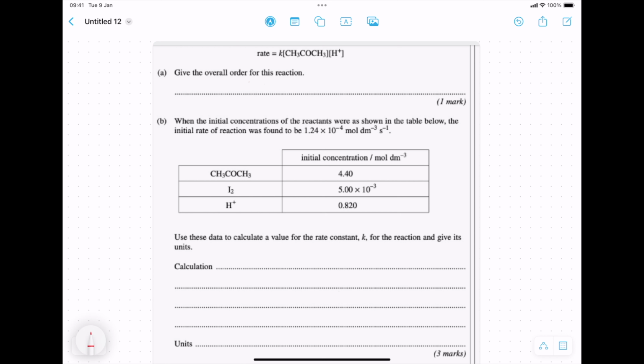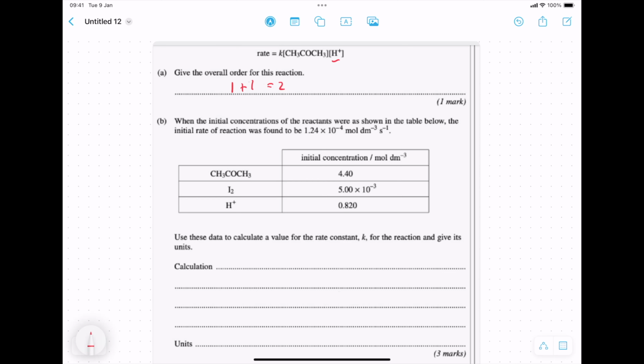In this first example, we're given the rate equation for the reaction of propanone with iodine. So it's a substitution reaction, and you can see that it's catalyzed by H+. And in the first case, we've just got to work out the overall order. That's pretty straightforward. All you have to do is simply look at the order with respect to each reactant. So order 1 for propanone and order 1 for H+, and just add them together. So it'll be 1 plus 1 equals 2.